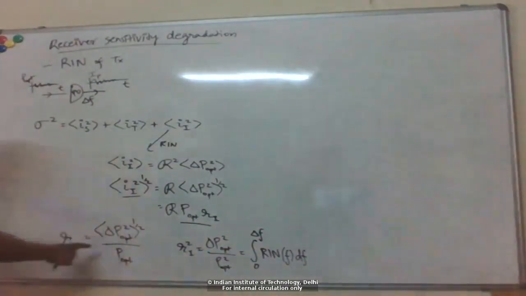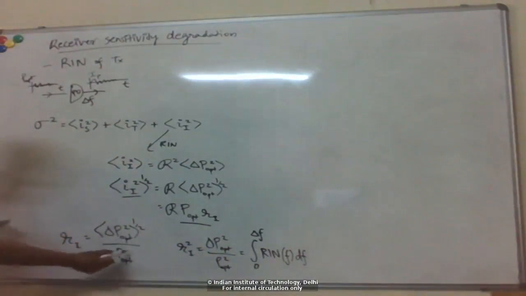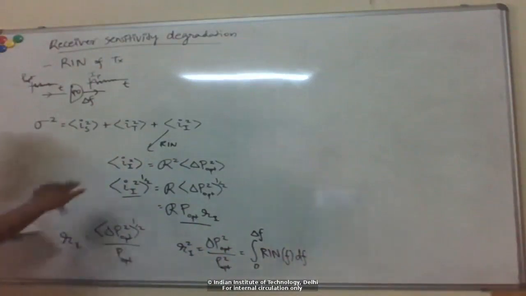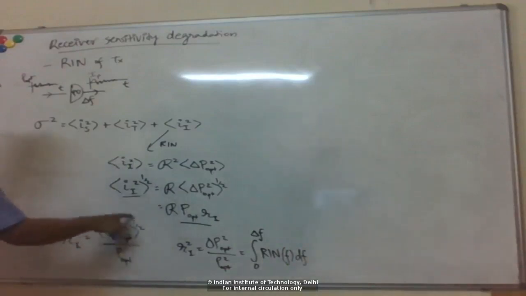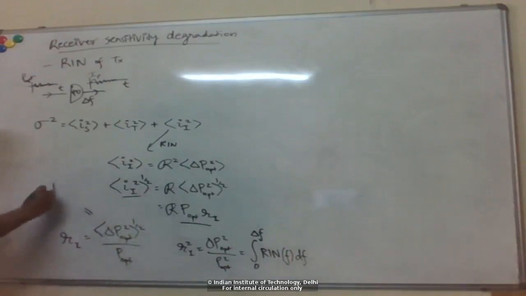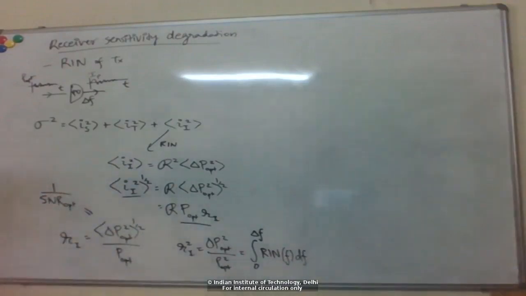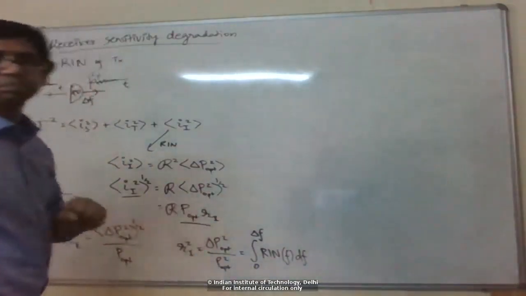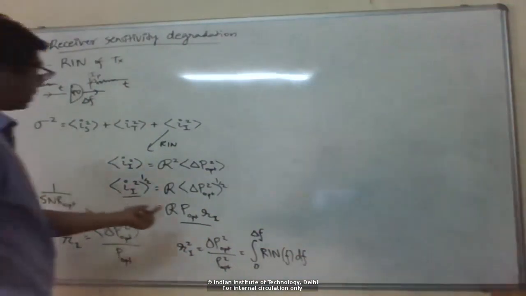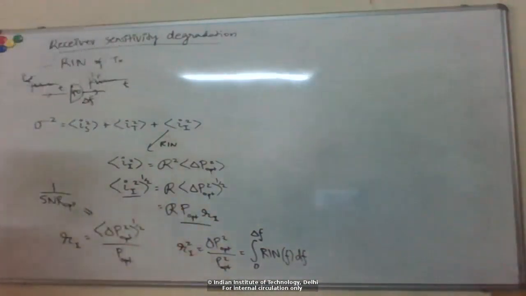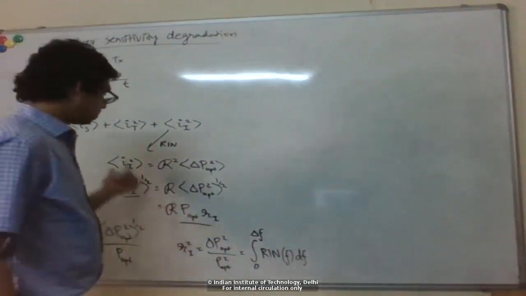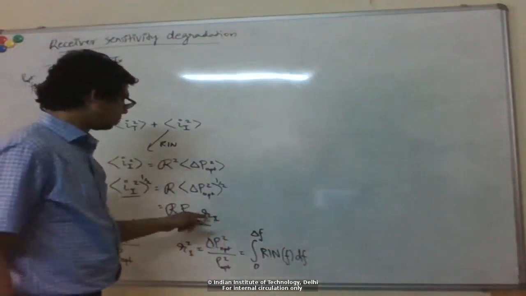Or in other words, the denominator is the mean optical power, so that gives me the signal level, and this is something like the optical SNR. This is 1 over the optical SNR. So this Ri factor is just inversely proportional to the optical SNR that I'm getting from my source. So a good source will have a very small Ri. We'll see what values of Ri impact our link, but an ideal source will have Ri equal to 0.